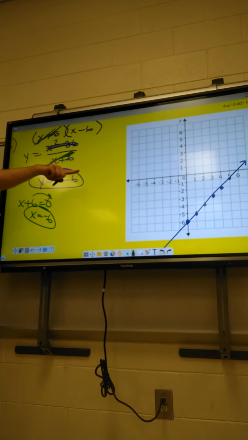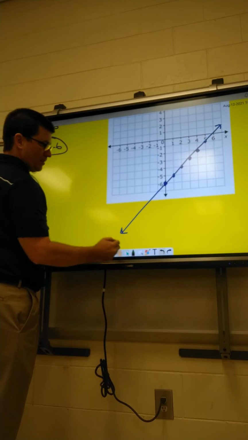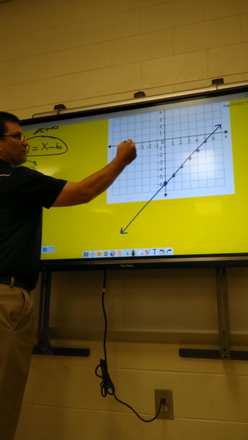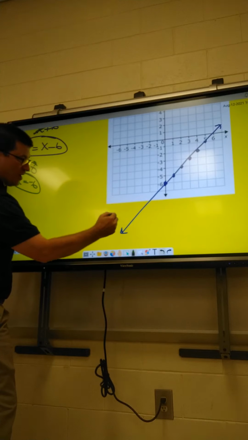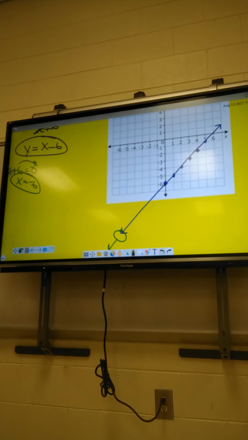We got to put a hole over here on this line for that one that we crossed out. So watch. Go to -6. Let me slide this up again. 1, 2, 3, 4, 5, 6. Follow that down to wherever it hits the line. You're going to have a hole right there, and the line continues after the hole.